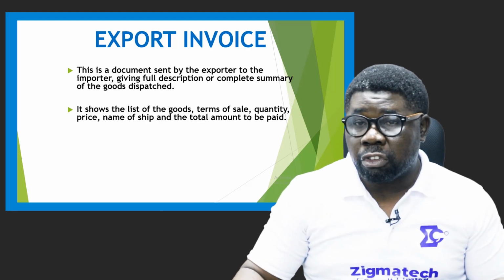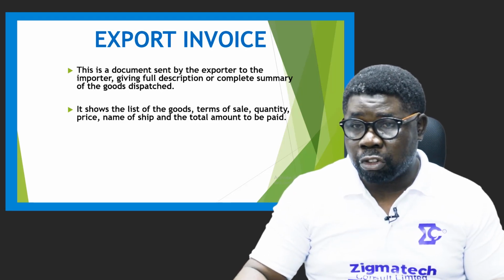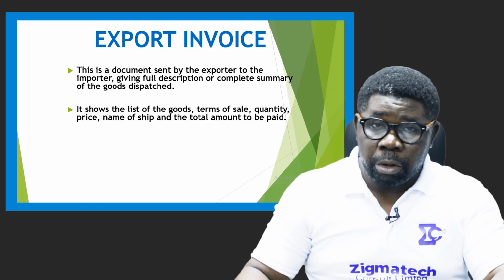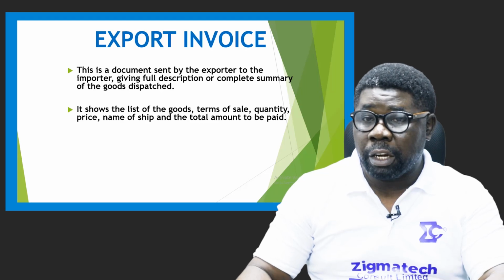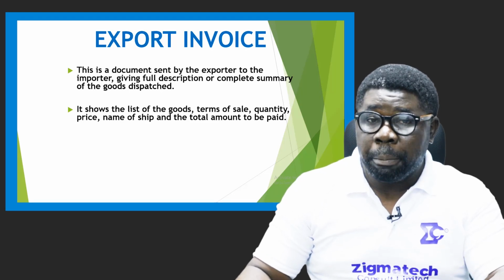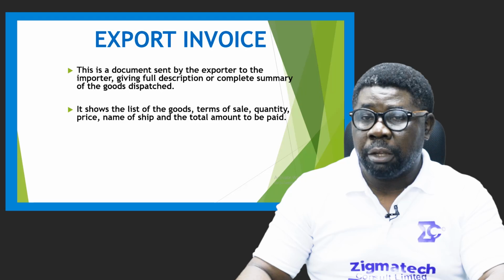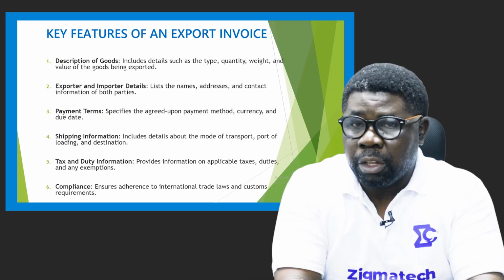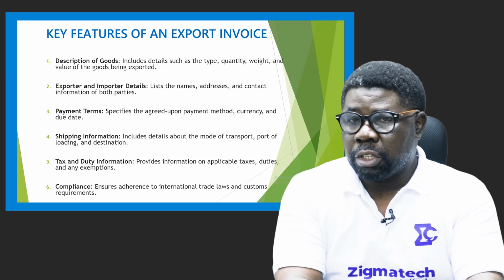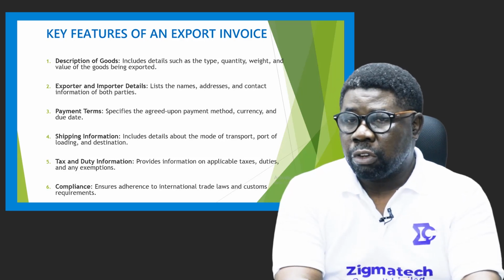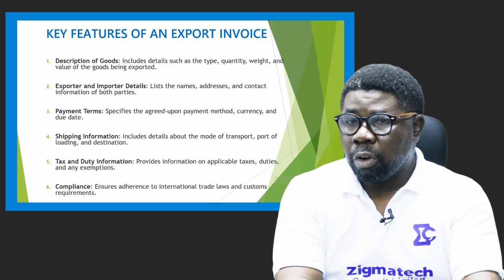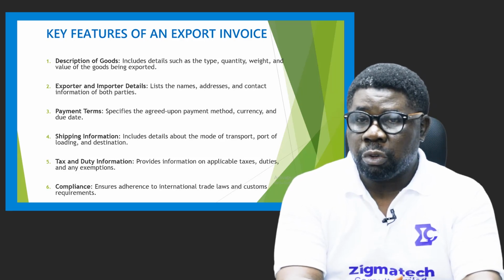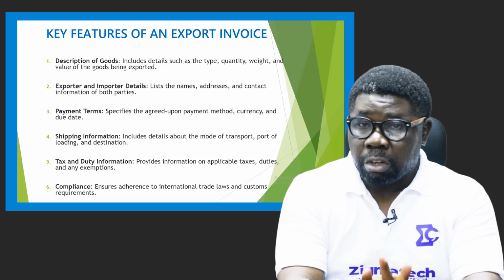Of course, you know, invoice is a summary of the transaction between the buyer and the seller. So now this is an export invoice coming from the exporter to the importer, to know exactly what you're paying for, all right? A summary of what you're going to make payment for or that you have paid for, okay? The key features of an export invoice include the following. Description of goods includes details such as the type of the good, the quantity, the weight, and the value of the goods being exported. That's the description of the goods.